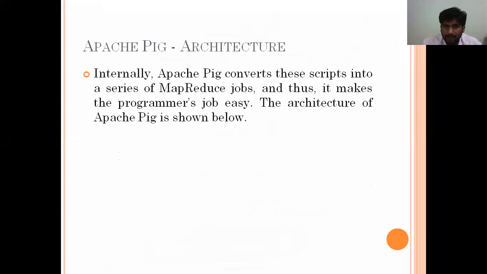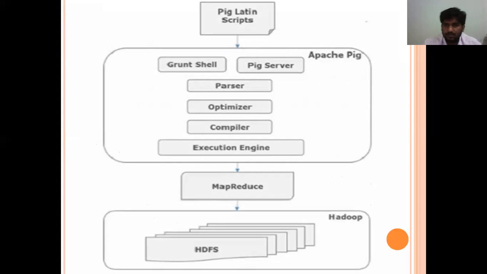So internally, Apache Pig converts these scripts into a series of MapReduce jobs, and that makes the programmer's job easy. The architecture of Pig is as shown below. Before knowing the parser, optimizer, and compiler, we need to know about the phases of a compiler. So what is an optimizer? What is a parser? What is intermediate code generation? What is a directed acyclic graph, DAG? Everything we have to know.